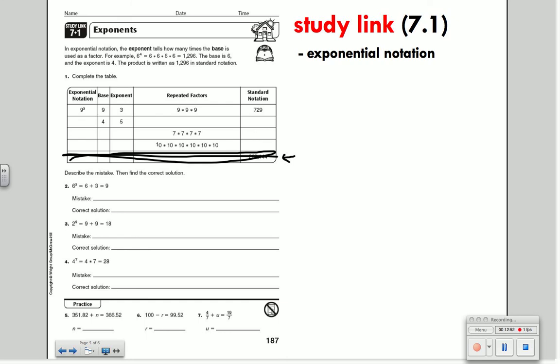In fact, I forgot to mention that with question 1, to find the standard notation for question 1, I have no problems with you using your calculator up there. Use the technique that I showed you with the arrow key. But the bottom of the page, the practice section, do not use your calculator. Use your brains, show your work. All right? Moving on to Study Link 7.2.